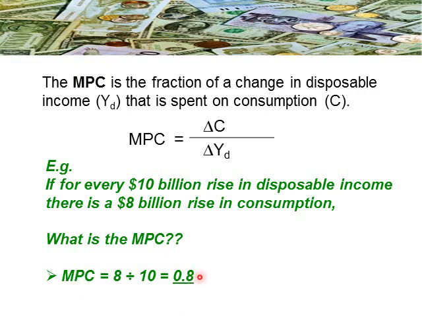Now, 0.8 can be understood as 80% of our income being spent. We present it in ratio format, 0.8, but you can understand it in percentage terms: 80% of our disposable income is being spent.